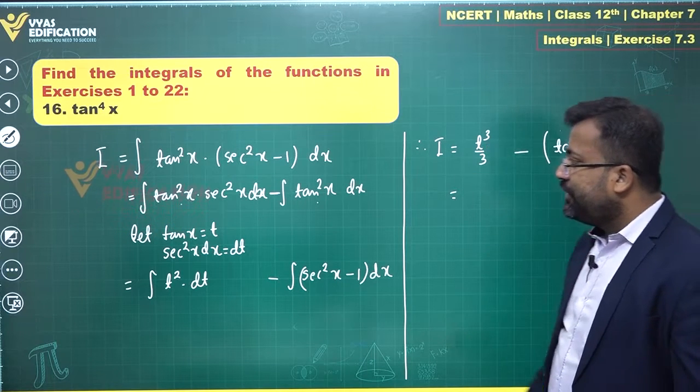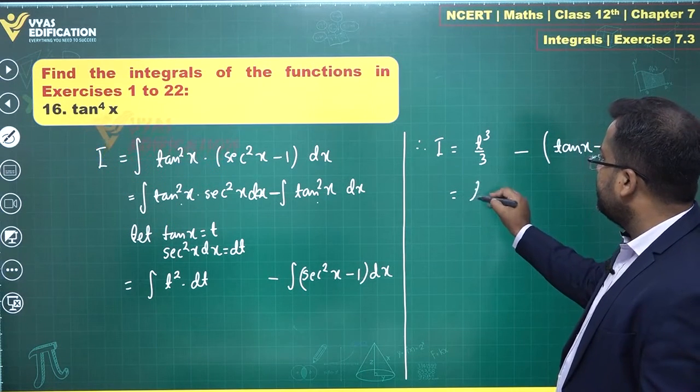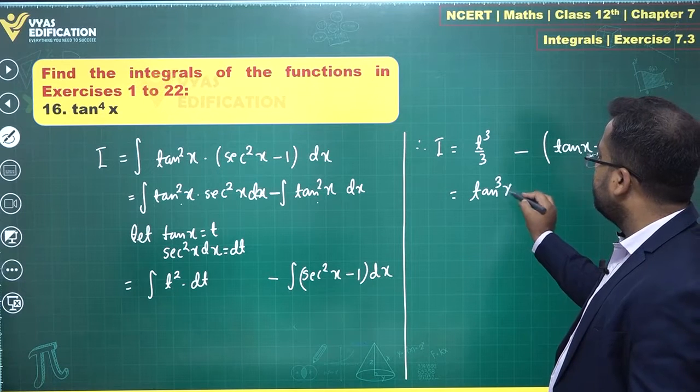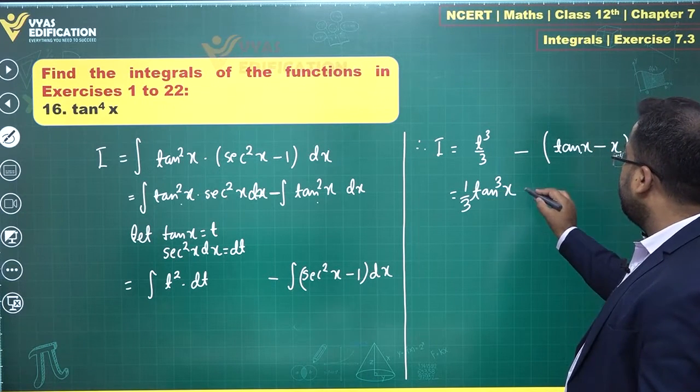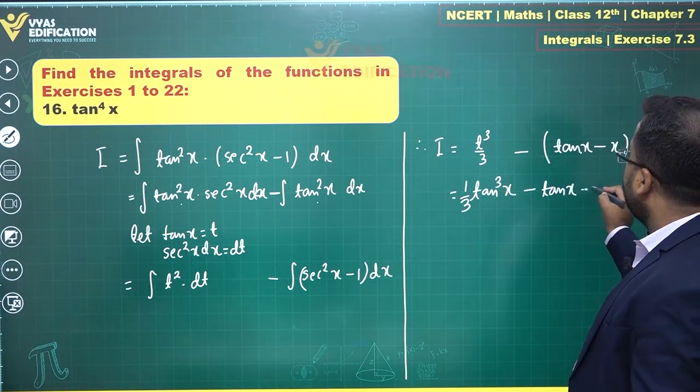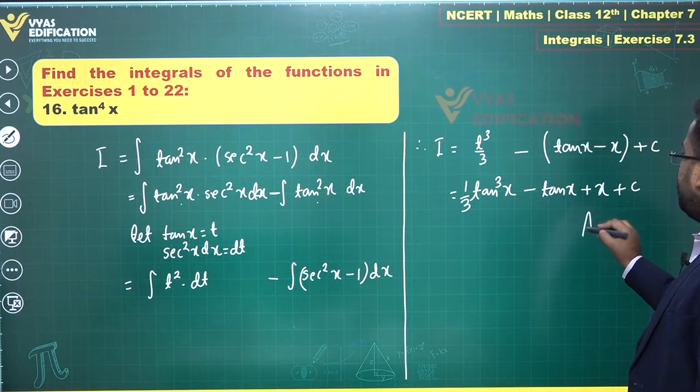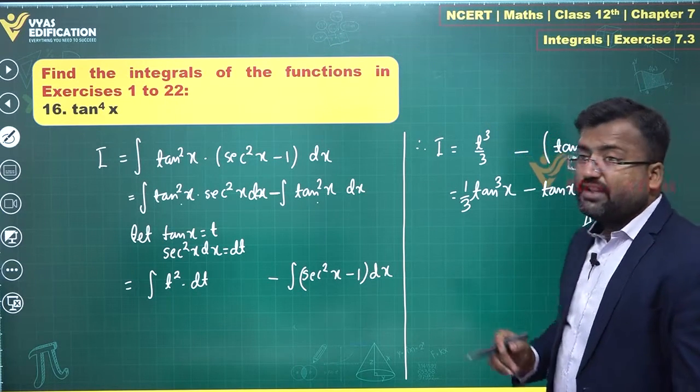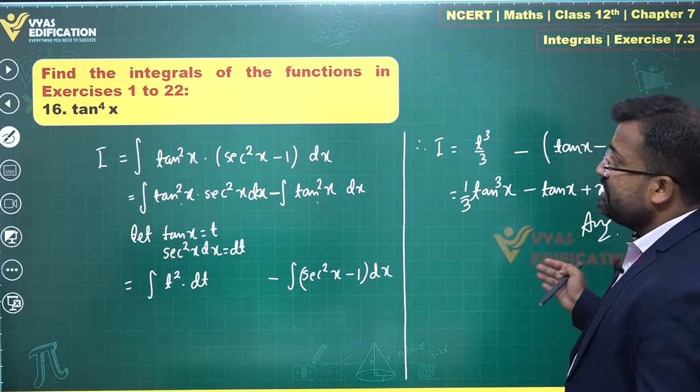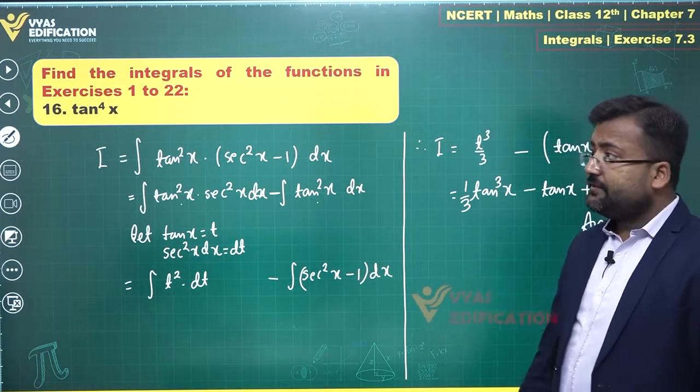At the end you need to substitute this t back in terms of tan x. This is tan cube x. So this is 1 by 3 tan cube x minus tan x plus x plus c, and that is the required answer for this 16th question, as you can see over here. Is that all? Yes.